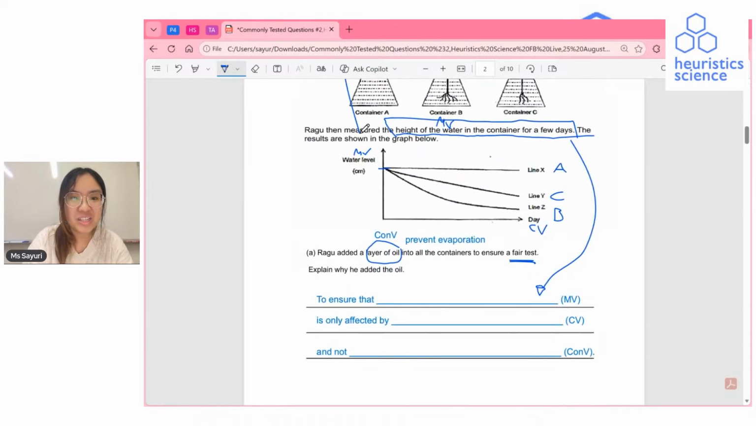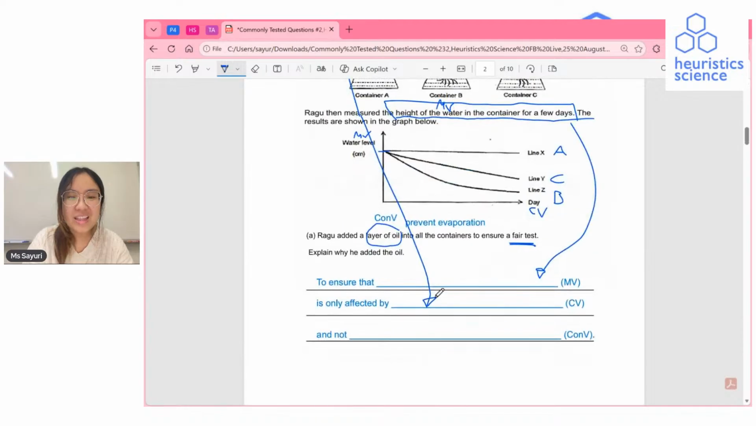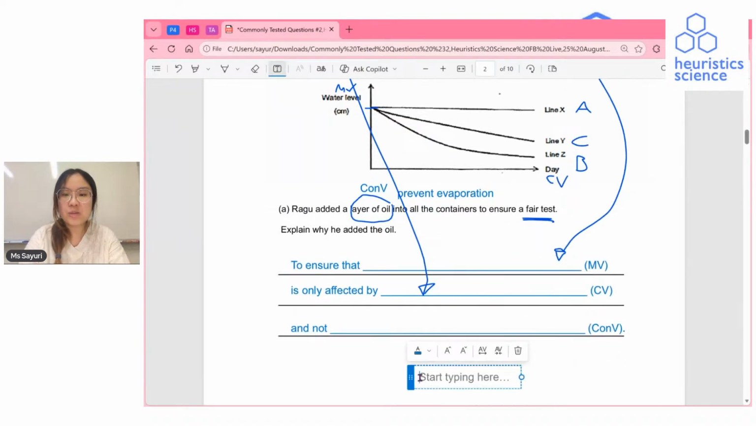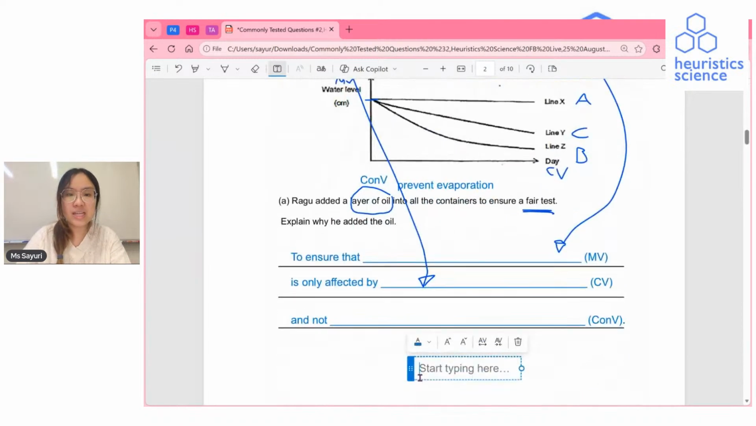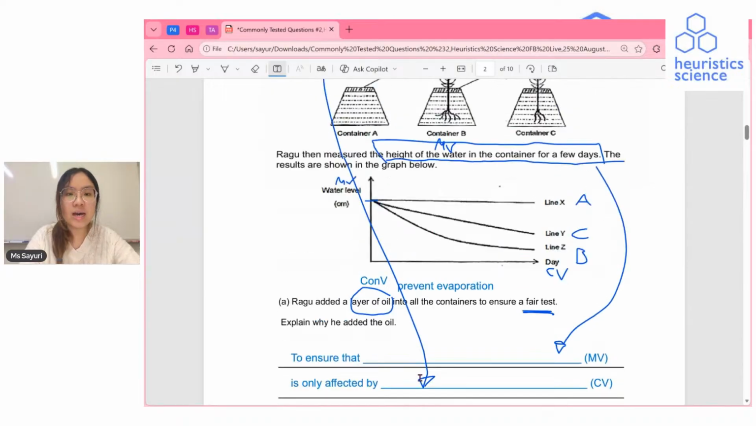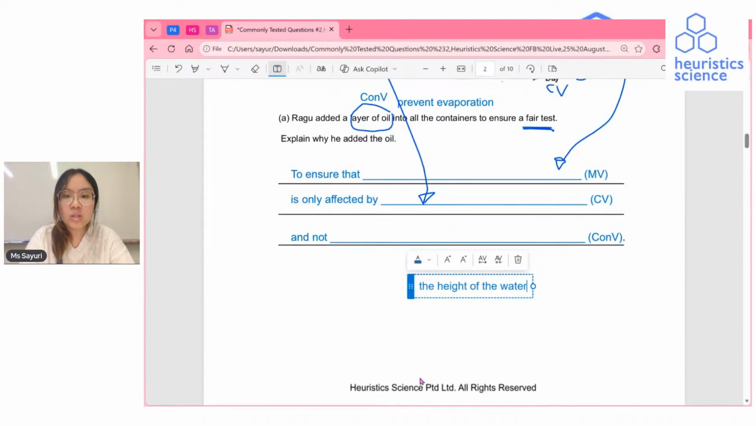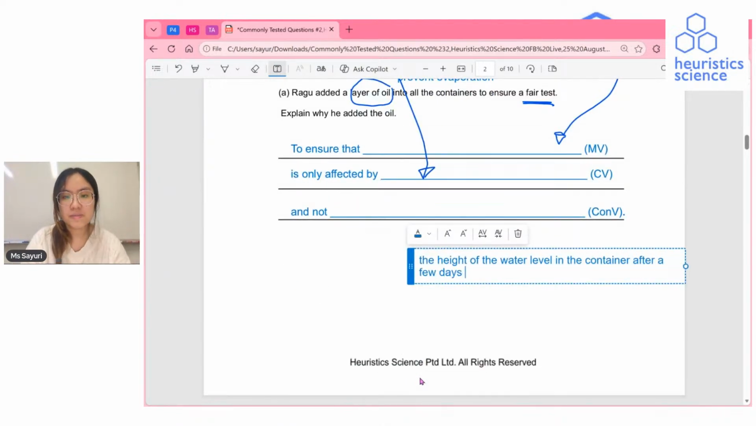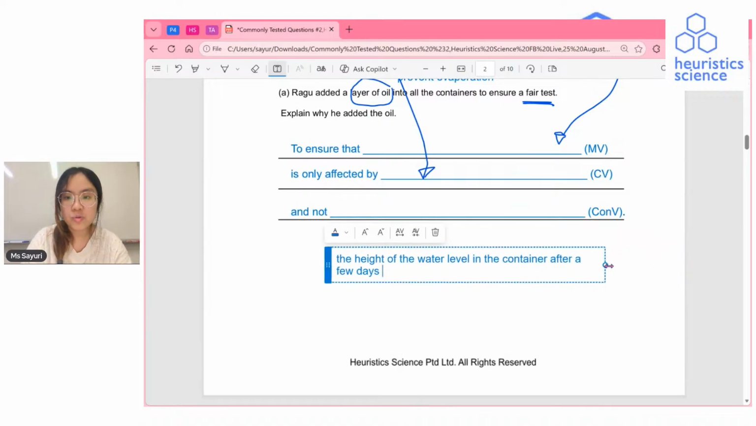Now I'm going to start doodling on this paper, but I'll write down the answer for you. And not the evaporation of water. Can you see that? In this case, don't write "and not the layer of oil." The layer of oil doesn't mean anything. The layer of oil is here to prevent evaporation, so you should write that down instead. So here, let's actually pen down everything. So to ensure that the height of the water level in the container after a few days. Okay, so this is my measured variable.